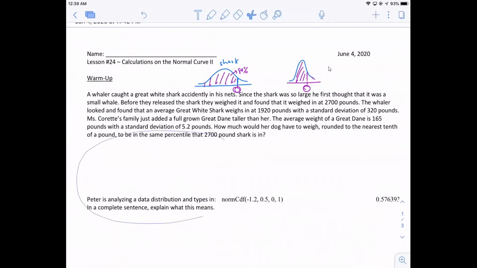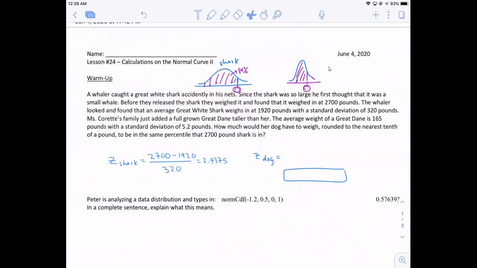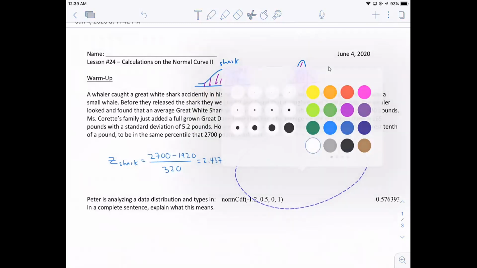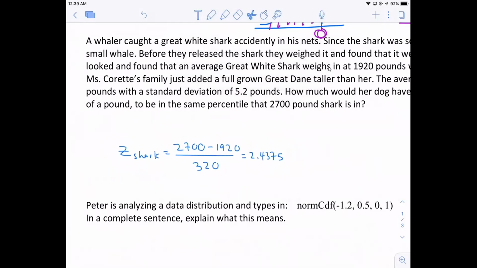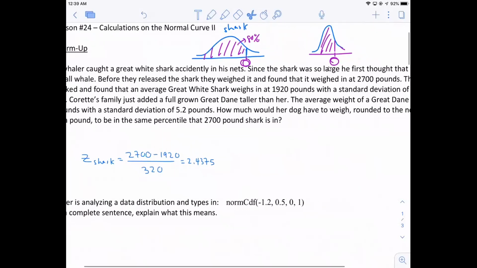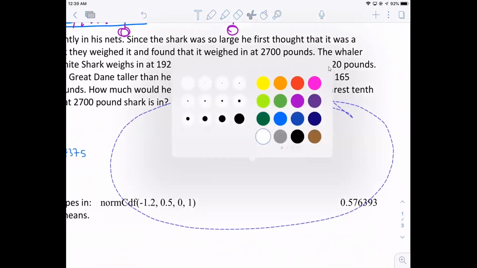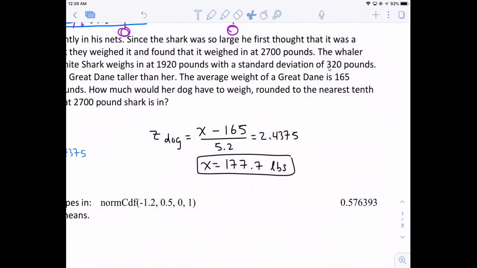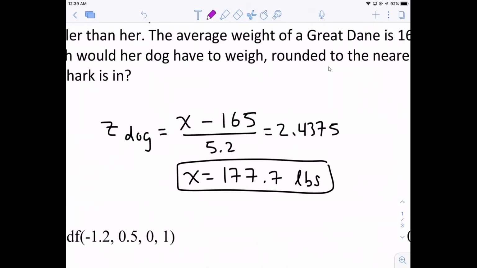So the calculation for the great white should look something like this. So the shark weighed 2,700 pounds, minus the mean over the standard deviation gives a z-score of 2.4375. So the shark is 2.4 standard deviations above the mean. So he's an extremely large shark. So we just do the same thing for the dog. If we want it to be the same percentile, it should have the same z-score. So I can solve for x, which would be the weight of this dog.